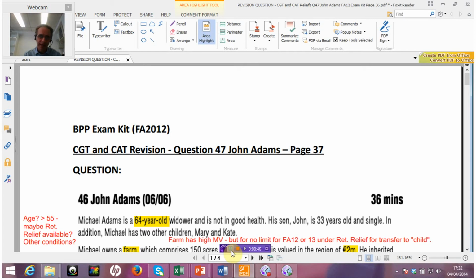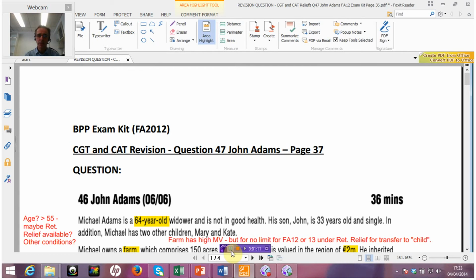In order to get the most out of this screencast, I would suggest that before you view it, you look at the area of CGT and CAT reliefs. In other words, you revise those areas, and in addition, that you actually do this question under exam conditions before you watch the video. In that way, I think you'll get the most from the exercise.